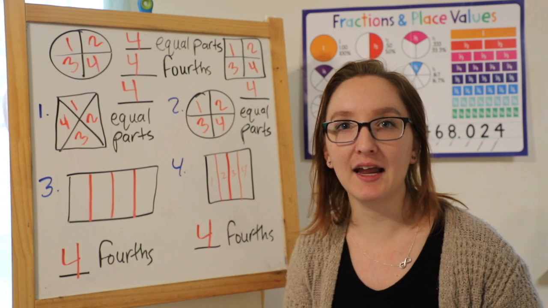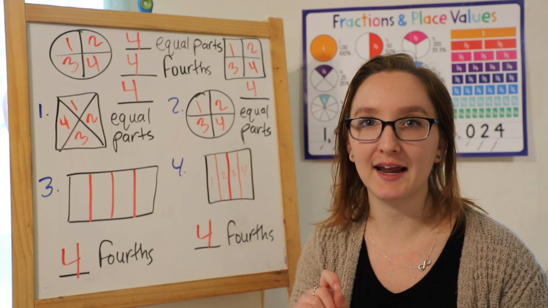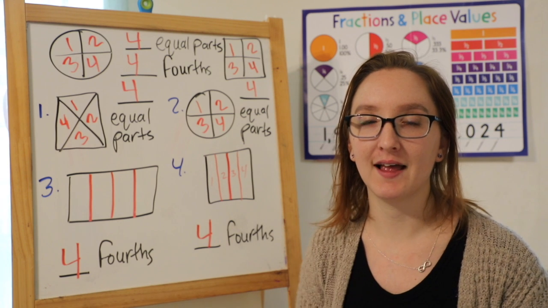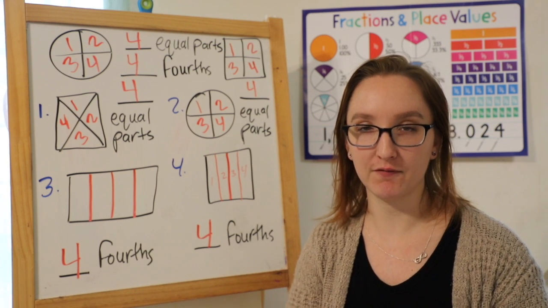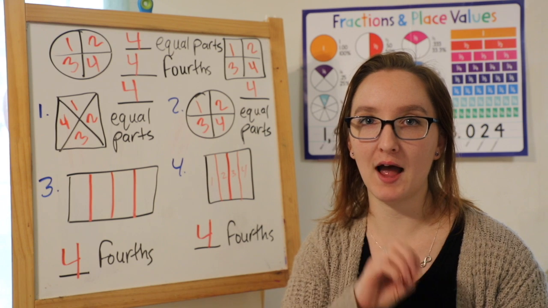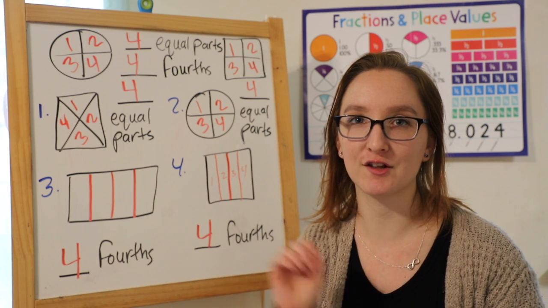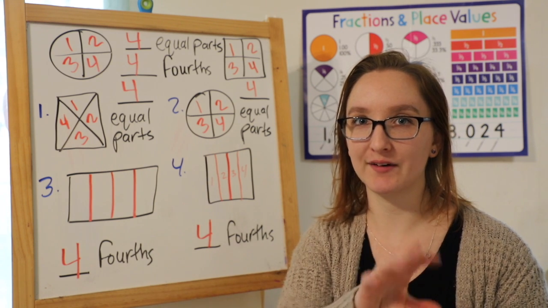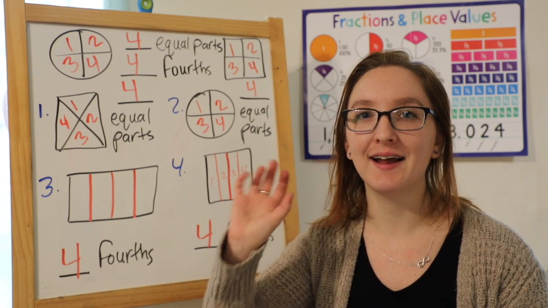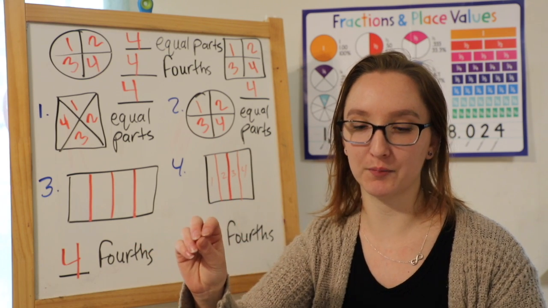Numbers 7 and 8, I want you to color in 1/4 of your shape. And then you're going to fill in those blanks. So blank of blank parts are filled in. How many did you color in? How many are there all together? And then those are your parts.